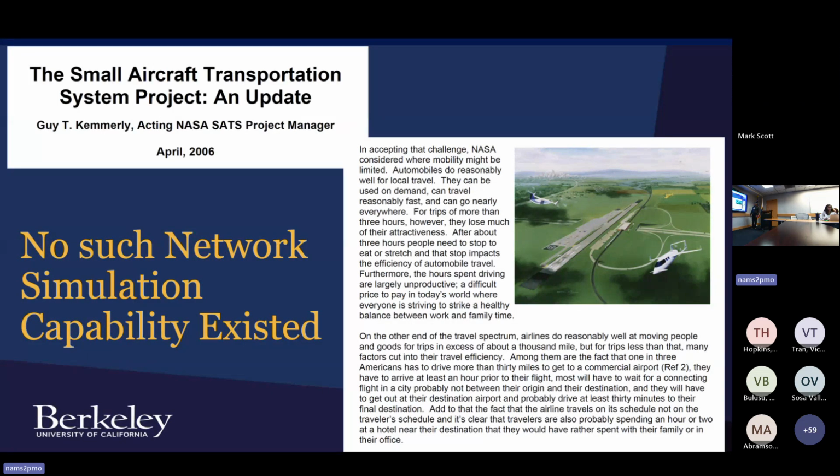Small aircraft transportation system. I really like this paper. I don't know who this person is, Guy Kemmerly, or where he is, but he's written really well. He's written here that above 1,000 miles, the air transportation system does a great thing, but below that, at 300 miles, 400 miles, 500 miles, we worry about all this stuff.